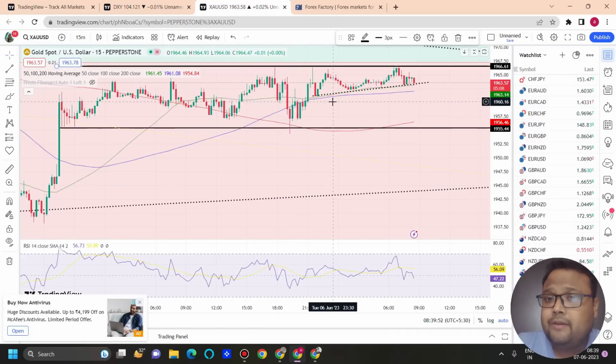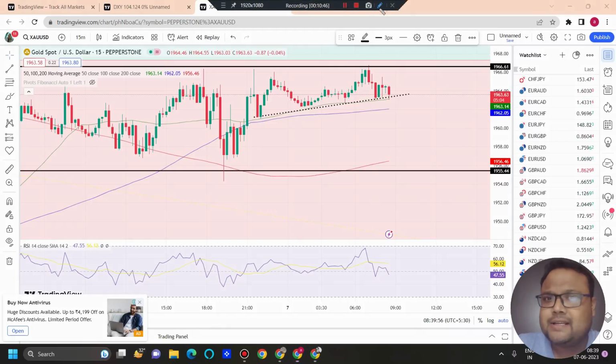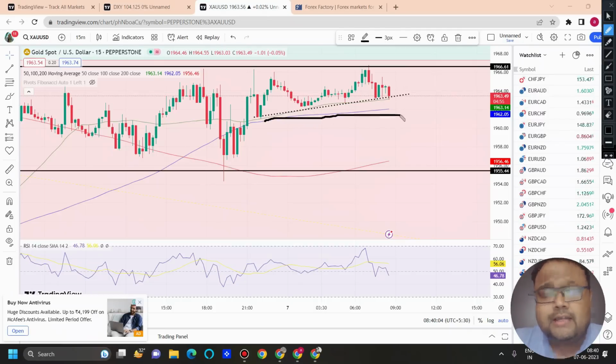And the market on the lower time frame is also forming higher lows. That signifies that buyers are still present in the market and they are trying their best to take the market up. In case the buyers surrender and the market breaks the 1961-62 level, if you see the market trading below the 100 moving average, you can go for a quick sell opportunity where you can expect 20 to 30 pips.